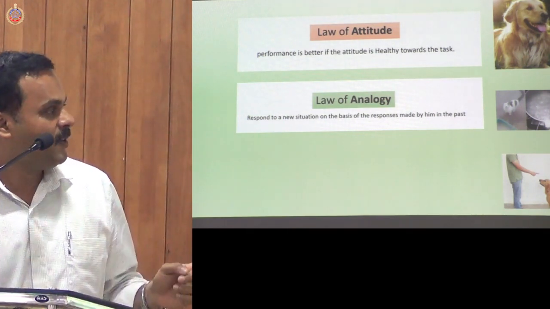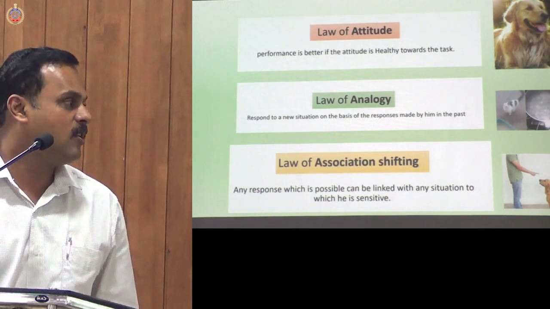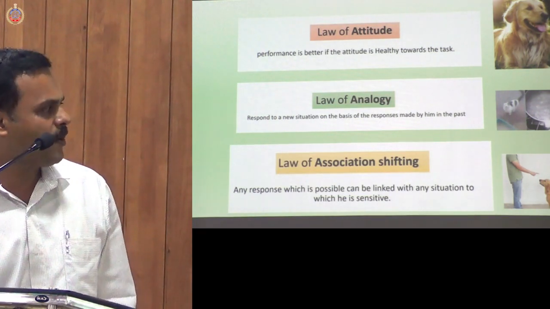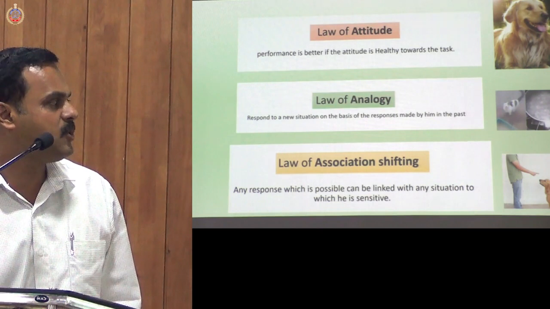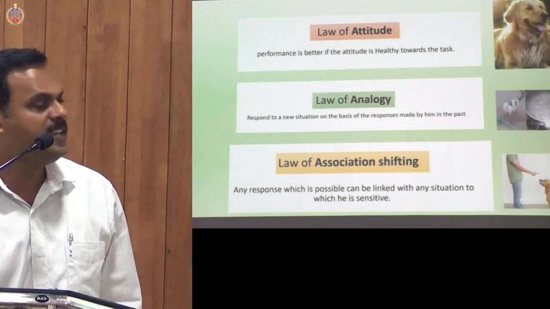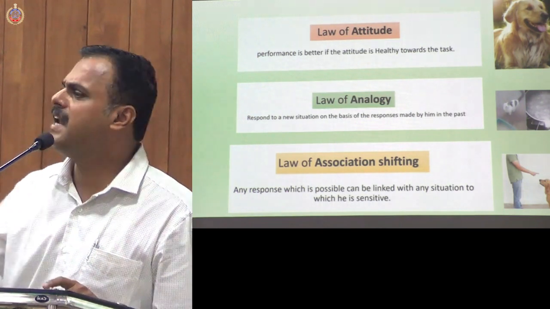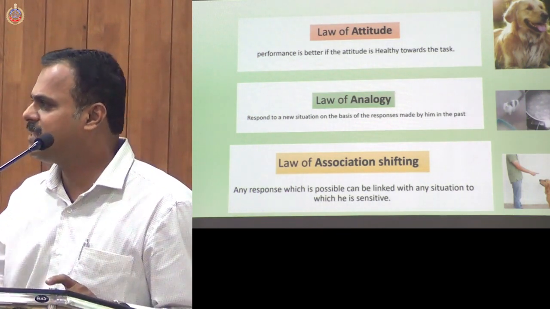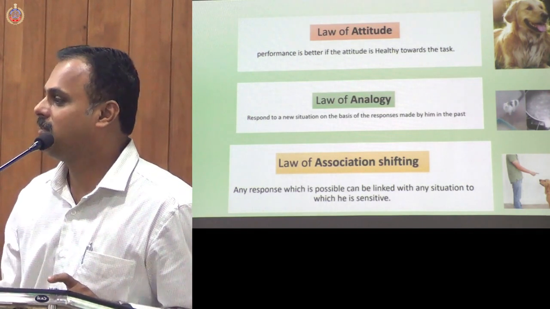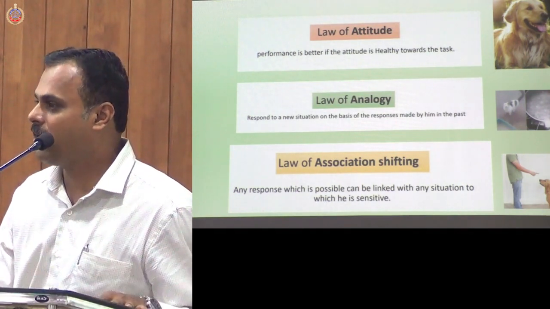Now the third one, which is called the law of associative shifting. Any response which is possible can be linked with any situation to which he is sensitive. You are able to train with this law in any situation. The beauty is that you can train any animal. I will show you. You have all seen dog training. Have you seen cat training?